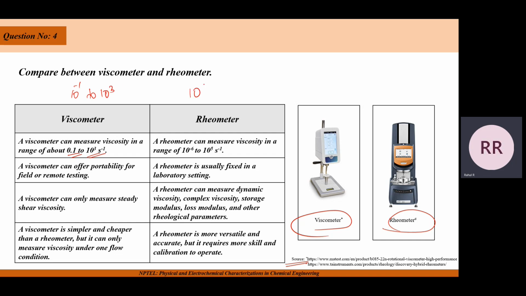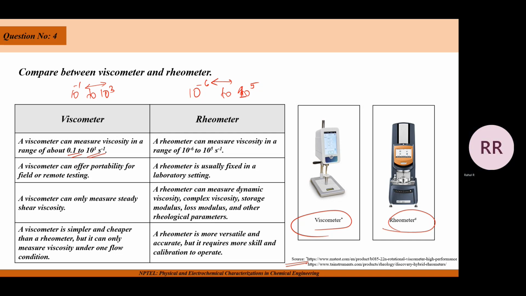which is so huge, from 10 to the power minus 6 to 10 to the power 5. So you can see the range that a viscometer can deal with is very small when compared to that of a rheometer. The range of what? It is the range of measurement of viscosity.